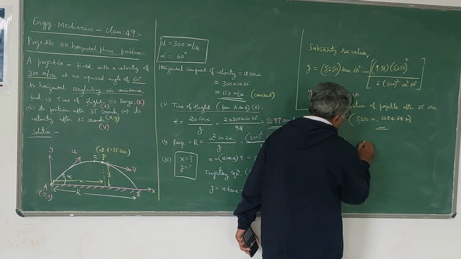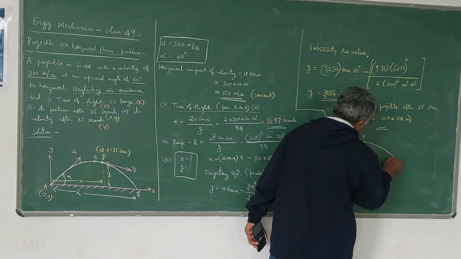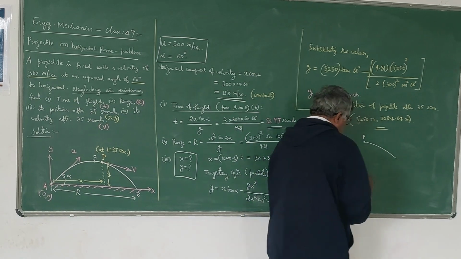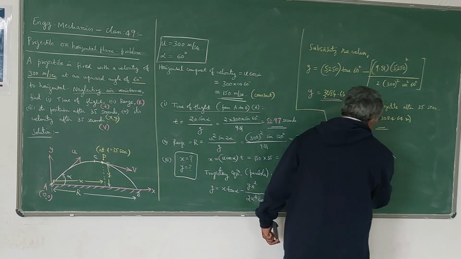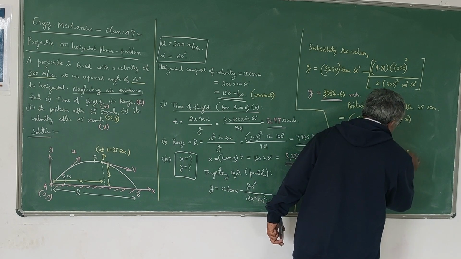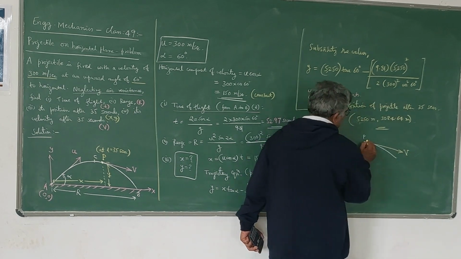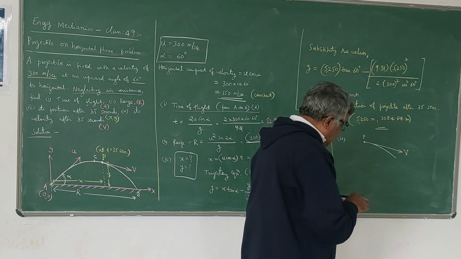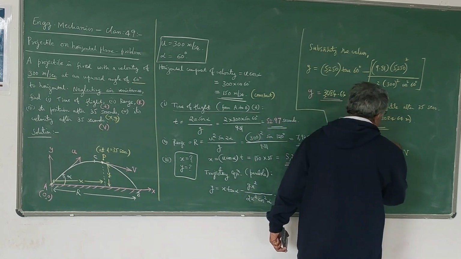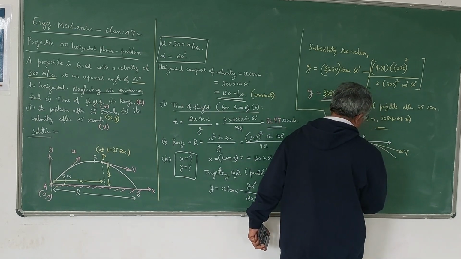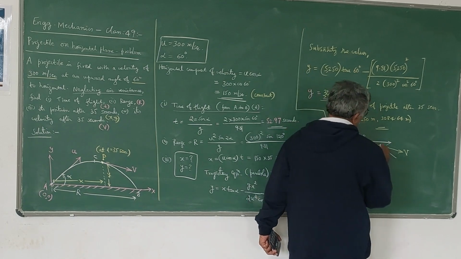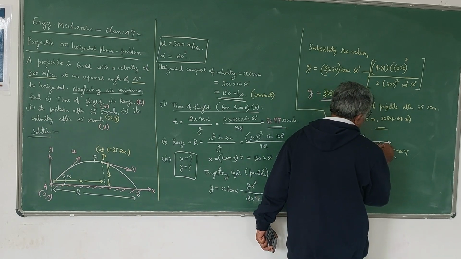So you know that at this point P, it is traveling like this. If you draw a tangent to this trajectory, that is the velocity here. But this velocity is nothing but the resultant of the horizontal as well as vertical velocity at this point. So like this. Be very careful. At this angle, I can take it as theta.